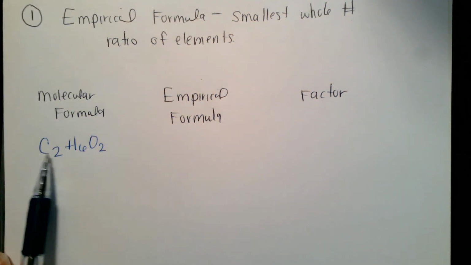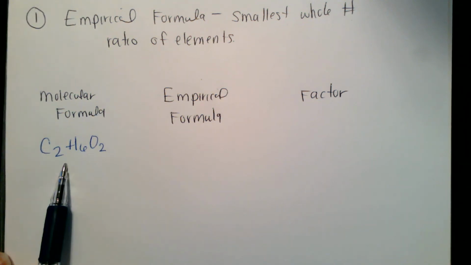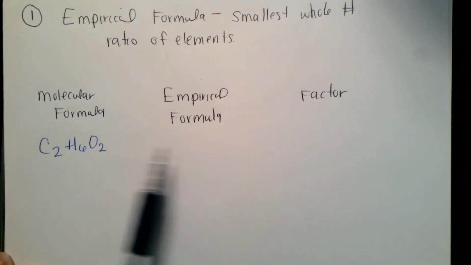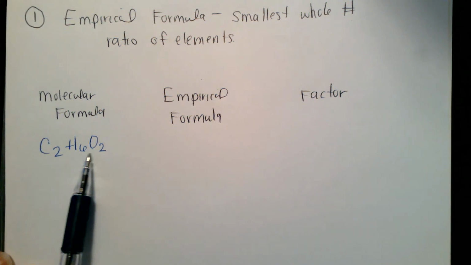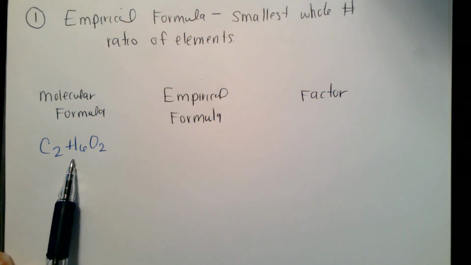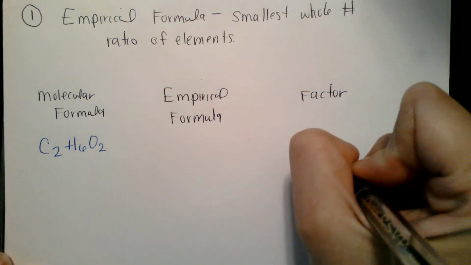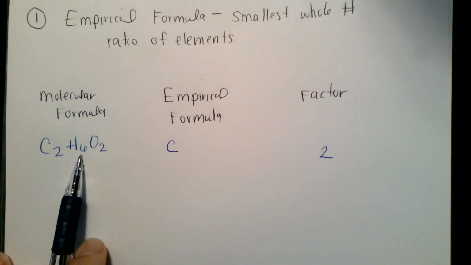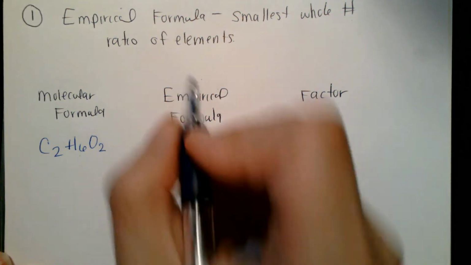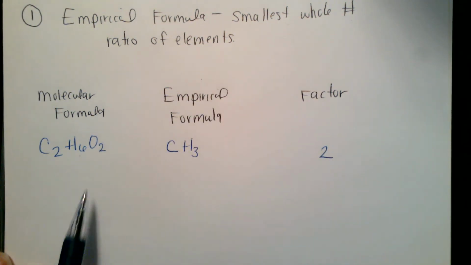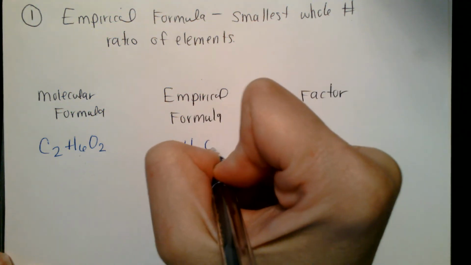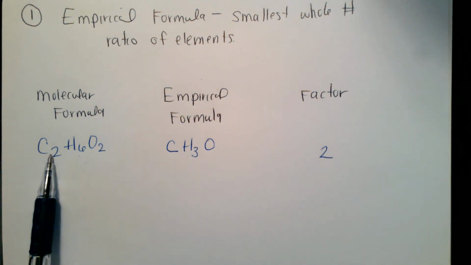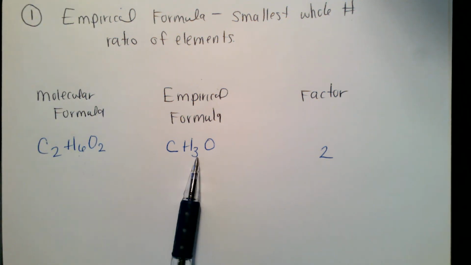Okay, so the first molecule given in the practice was C2H6O2. So this is the molecular formula. This is the atoms needed to make this molecule, but we can represent the ratio of elements with smaller numbers. So if we look through here, we can divide through by 2. So our factor here is 2. If we divide through by 2, we get C with a 1, which we don't put. 6 divided by 2 gives us 3. And then 2 divided by 2 gives us 1. So our factor was 2. We divide these through by 2 to get this empirical formula.